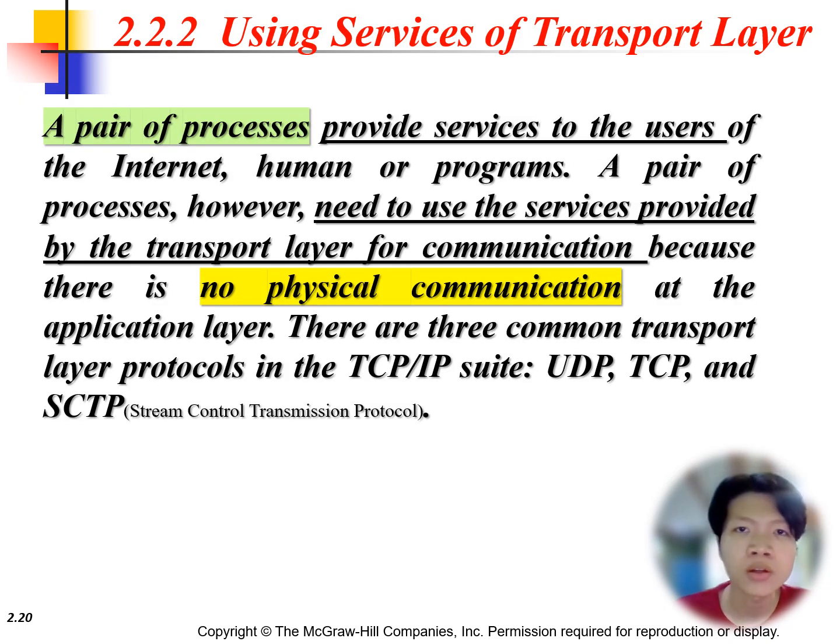Using the services of the transport layer, a pair of processes provide services to the user of the Internet, human or programs. A pair of processes, however, need to use the services provided by the transport layer for communication because there is no physical communication at the application layer. There are three common transport layer protocols in the TCP/IP suite, like UDP, TCP, and SCTP.